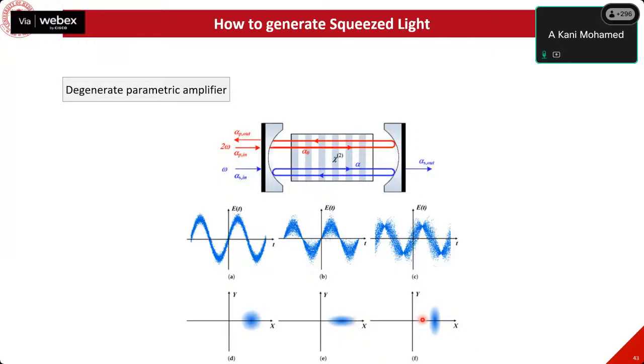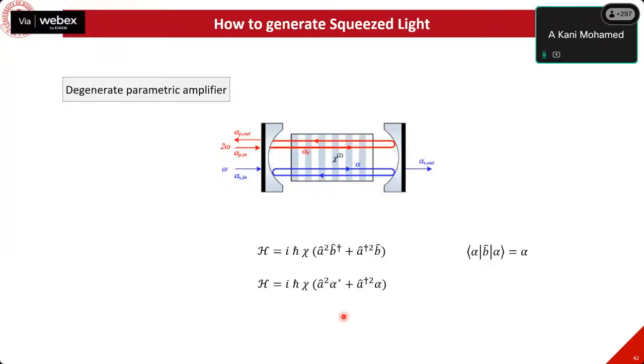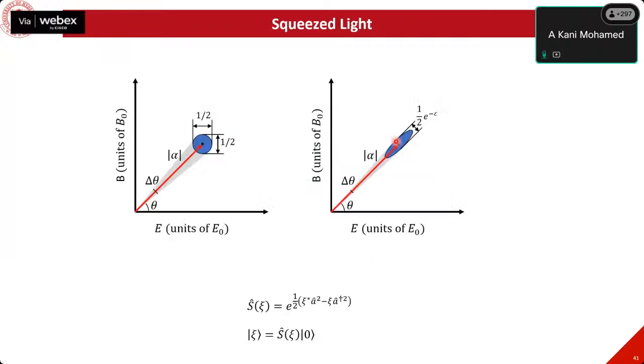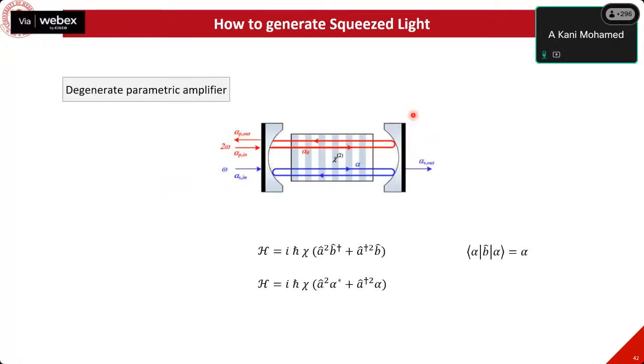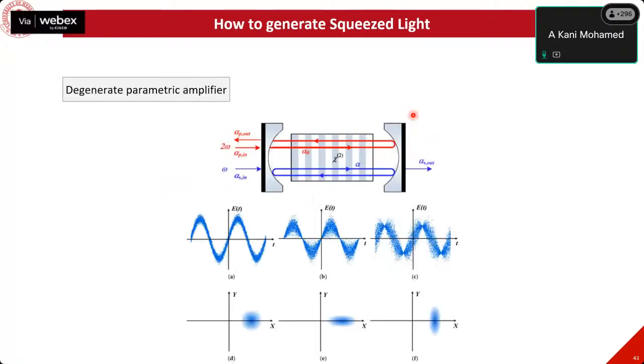So now, instead of using a coherent light, if we use a squeezed light, it is described as having an uncertainty the same as a coherent state, but 1 by 2 e to the power minus epsilon, where this epsilon is called the squeezing parameter. It is the amount of squeezing that is experienced in a particular direction. Here it is in the angular direction. So this is the uncertainty that one can have when we have a phase squeezed light.